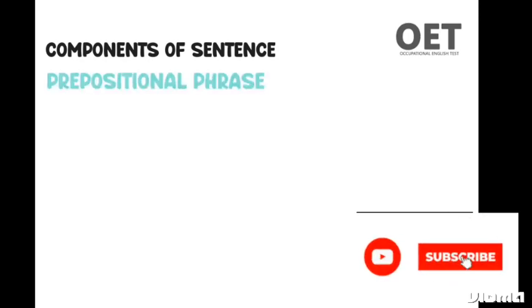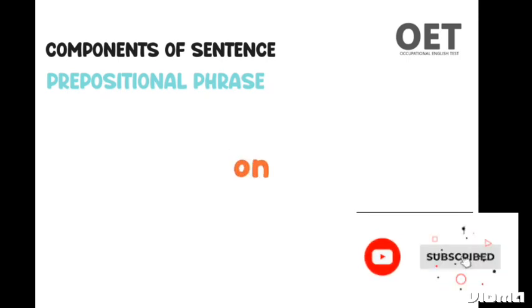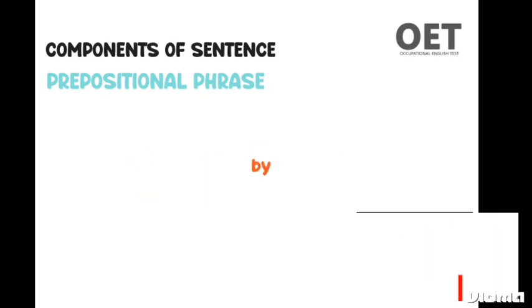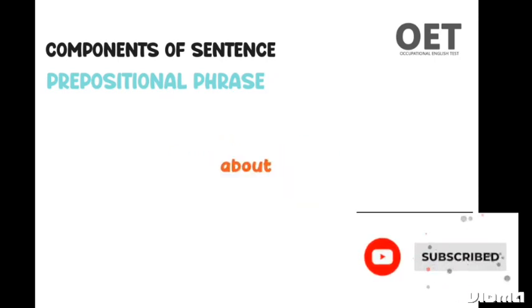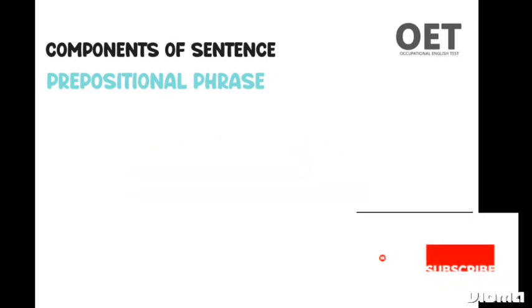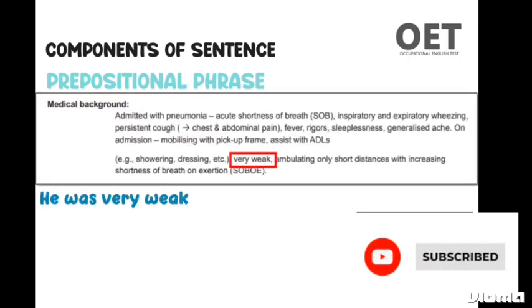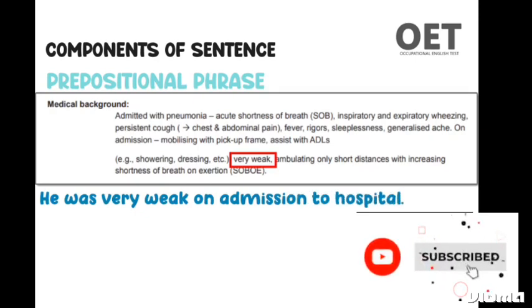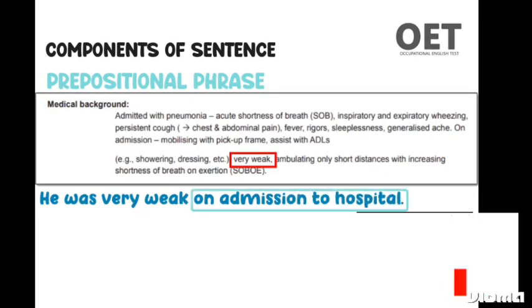Prepositions connect a noun, pronoun, or verb. Common prepositions include in, on, under, near, by, with, about. A group of words that begin with a preposition is called a prepositional phrase. It cannot act as the subject of a sentence. He was very weak on admission to hospital. On admission to hospital is the prepositional phrase of the sentence.